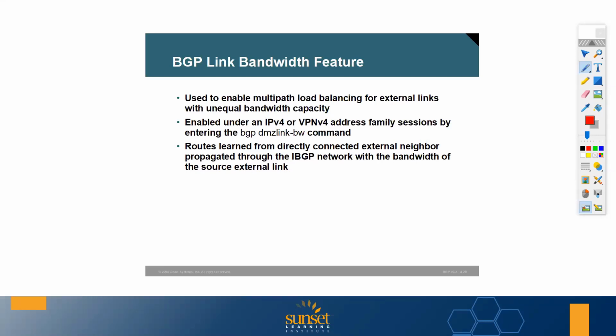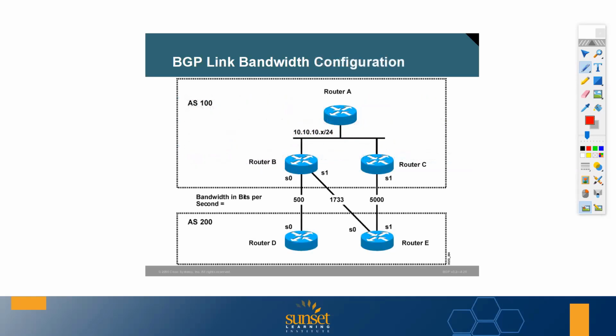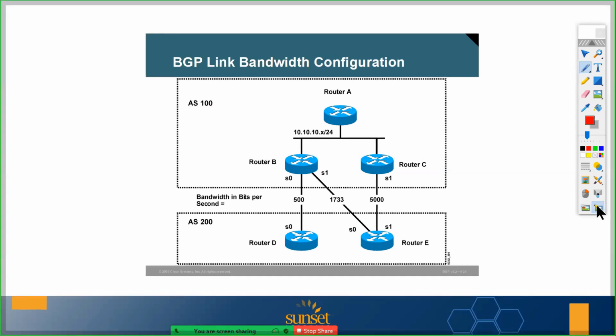So they know what the external link is at that point, okay? Giving you kind of an example of this DMZ link bandwidth. We're looking, assume autonomous system number 100 is our customer network. Autonomous system number 200 is the service provider down here, okay?